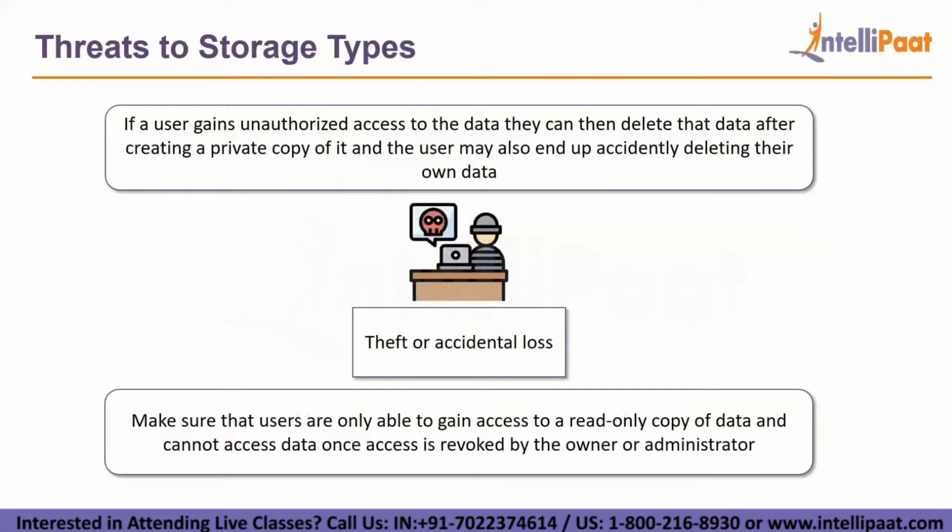Then comes theft or accidental loss. If a user gains unauthorized access to the data, they can delete the data after creating a private copy of it, and the user may also end up accidentally deleting their own data. It is quite common for users to delete their own information accidentally. There are several ways of preventing this. The first is to make sure that the user only has access to read-only copies of the data so that they don't accidentally delete it unless they choose to change the mode.